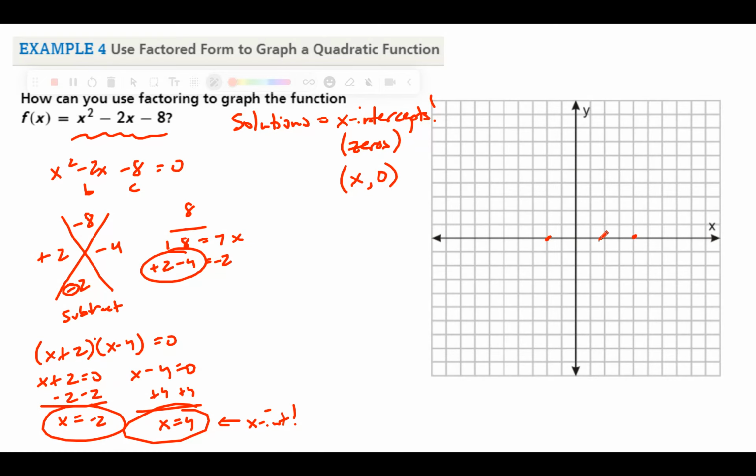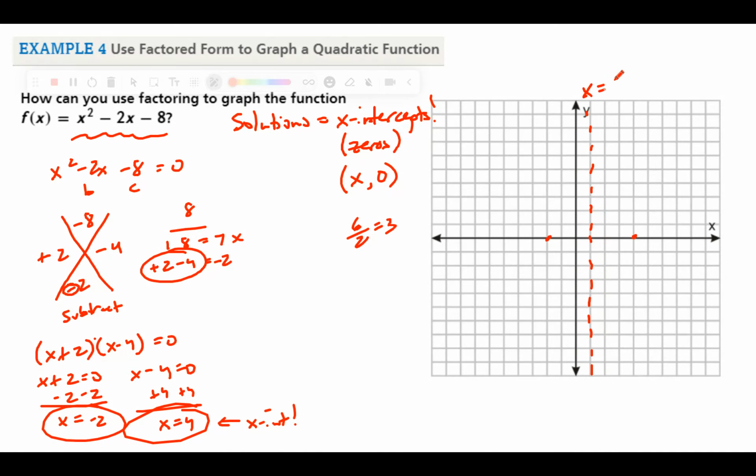Now, these x-intercepts are going to be symmetric about the axis of symmetry. So I now want to draw my axis of symmetry going right down through the middle. Well, these 2 points are a distance of 6 apart. If I take 6 and divide it by 2, I get 3. I'm going to count 3 and put a little dash there. My axis of symmetry is going to go right here. This goes to an x value of 1.